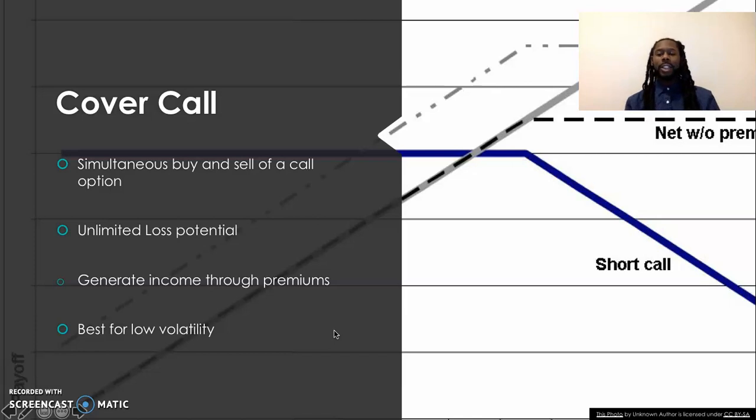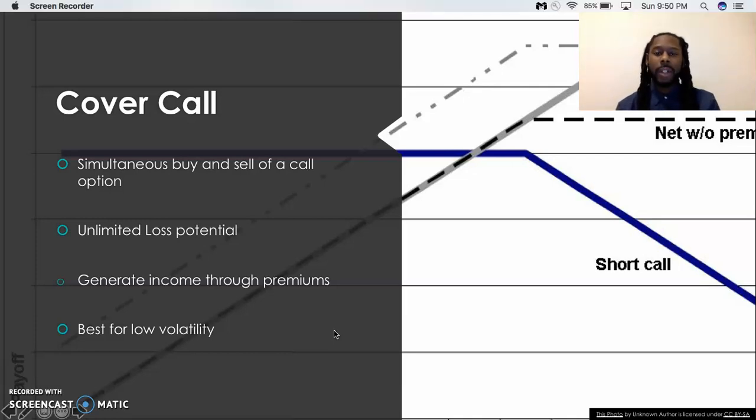The next alternative that we're going to discuss is the covered call. The covered call is kind of like buying and selling a call option at the same time. The goal of investors that employ this alternative is to generate an income through the premium that is associated with the purchase and the sale of a call option. The covered call also has an alias, which is the naked option. This option is in correlation to unlimited loss potential.